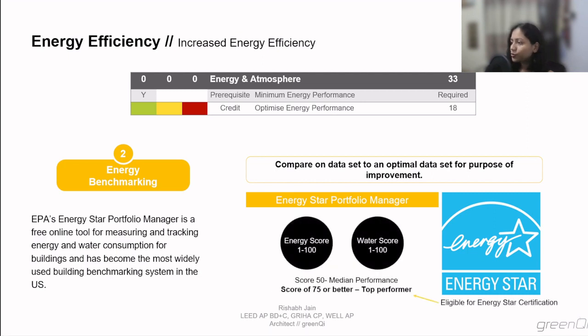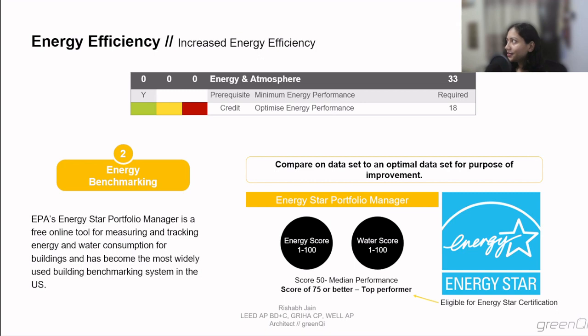So in this you have two types of scores. One is the energy score and one is the water score. Both of them are dependent on the data that you input, which will come from your utility bills for both of them, and it gives out a score of 1 to 100 based on that.